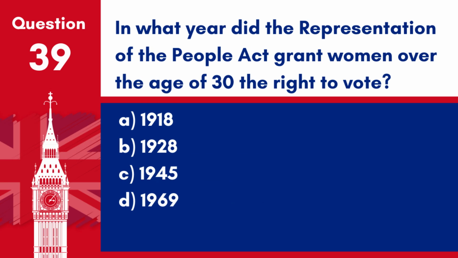Question 39. In what year did the Representation of the People Act grant women over the age of 30 the right to vote? A. 1918, B. 1928, C. 1945, D. 1969. Answer: A. 1918. The Representation of the People Act of 1918 granted voting rights to women over the age of 30 who met certain property qualifications.